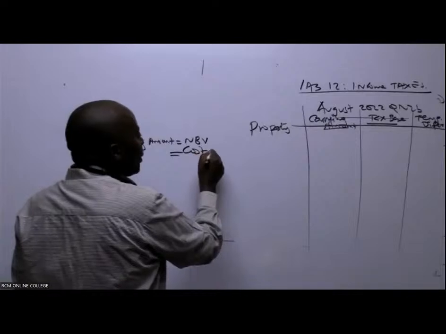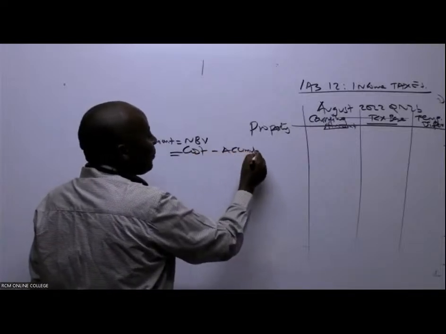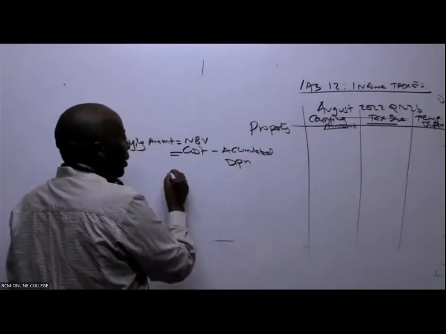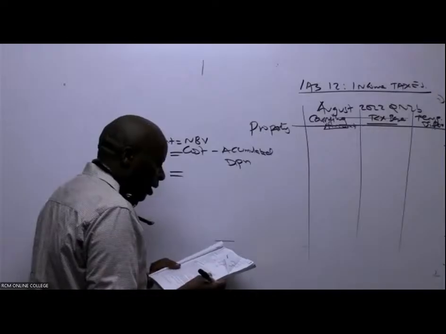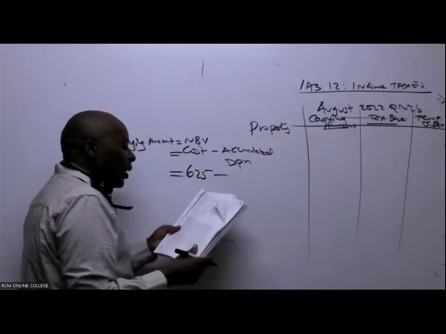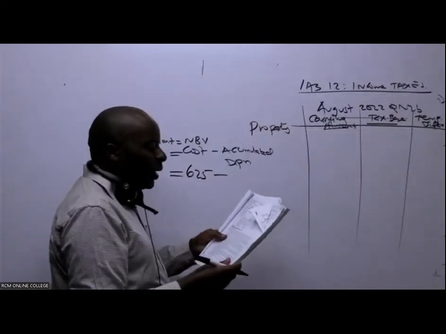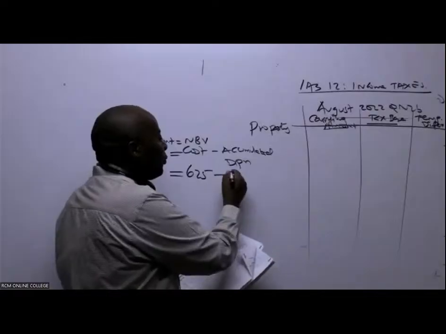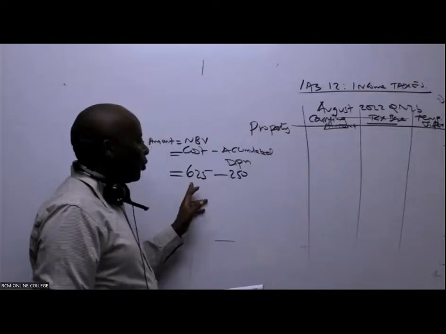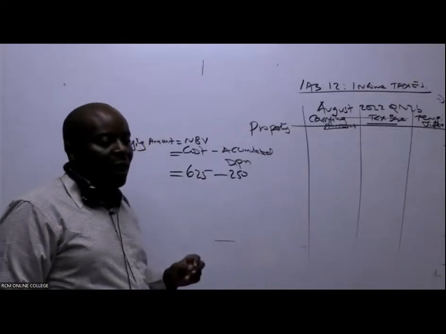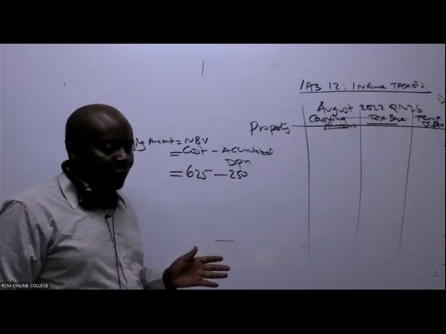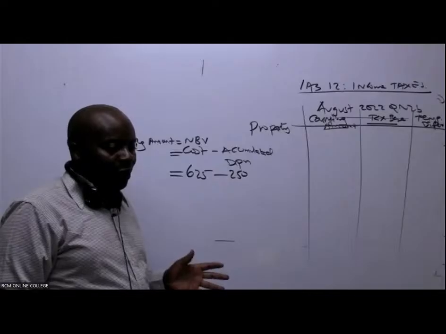It will be cost minus accumulated depreciation. All right. So now, the cost, this particular property cost us how much? The cost is 625. And to date, we've been able to charge depreciation of 250. So can somebody in this particular case give me this value? 625 minus 250 gives me what here? The net book value will be 625 minus 250, which will give me what value?